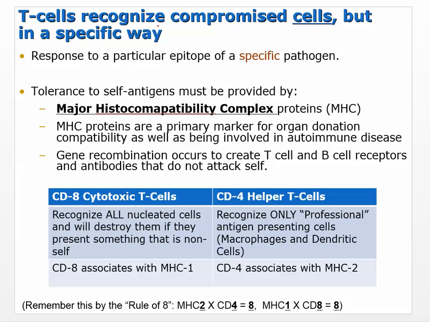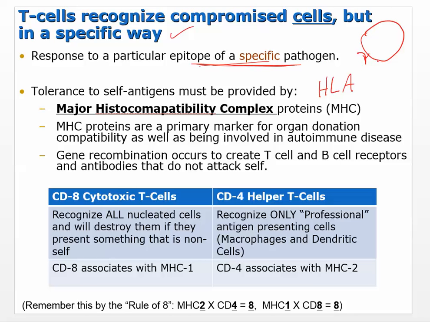Okay, so T cells recognize compromised cells, but in a very specific way. So this is where we get to talk about major histocompatibility complex. It's also called human leukocyte antigen. This responds to a particular epitope of a specific pathogen. Okay, so this is the recognition that the T cells do. They have these little receptors on the outside. They're called, handy enough, T cell receptors.